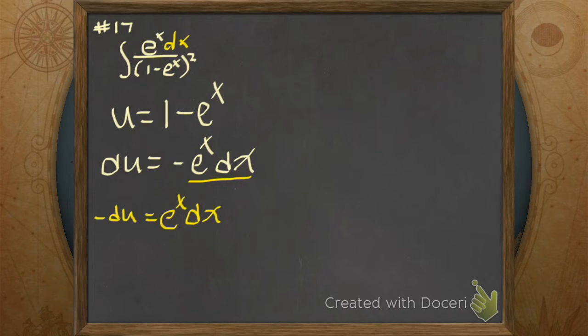And we are going to make a direct substitution right on in here. Boom. When I see e to the x dx, I can put a minus du, and then that's divided by, what did we say that 1 minus e to the x was? Oh, that's u. So that's u squared. What we've done is we've just put this integral into a nice form.